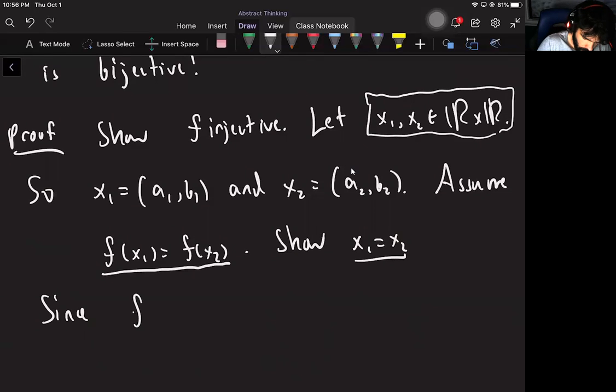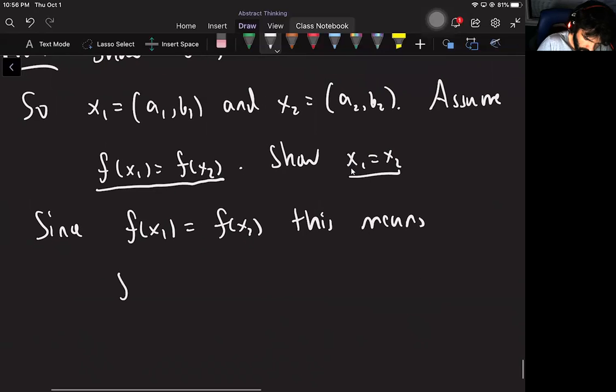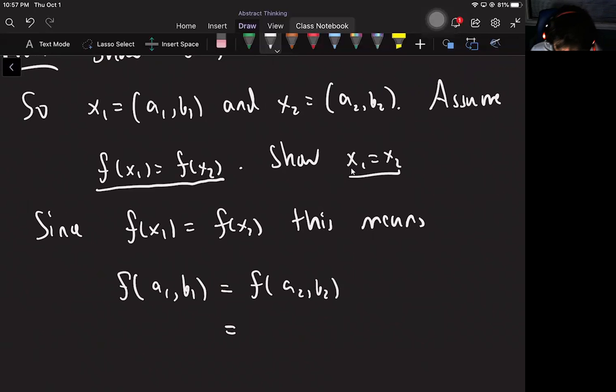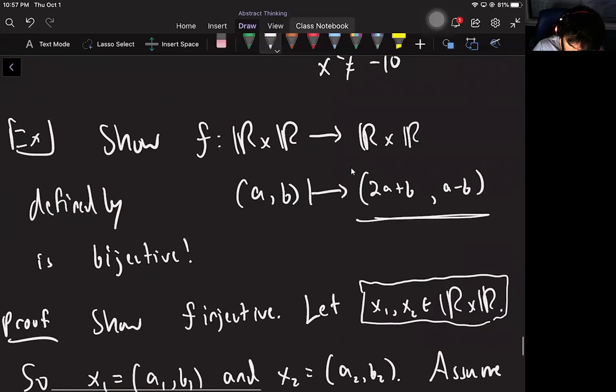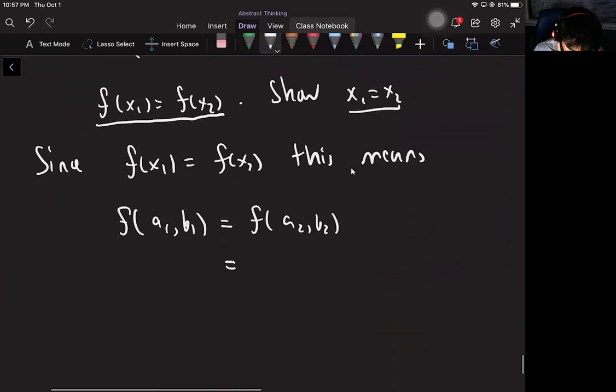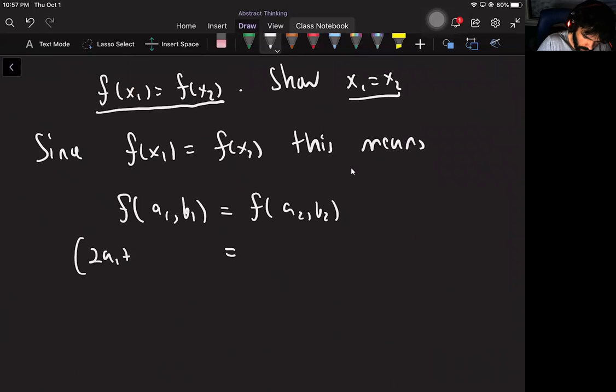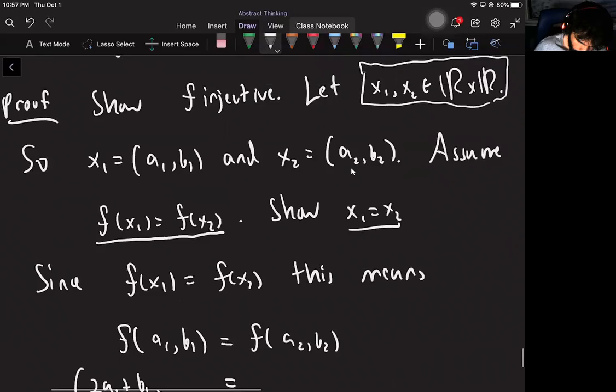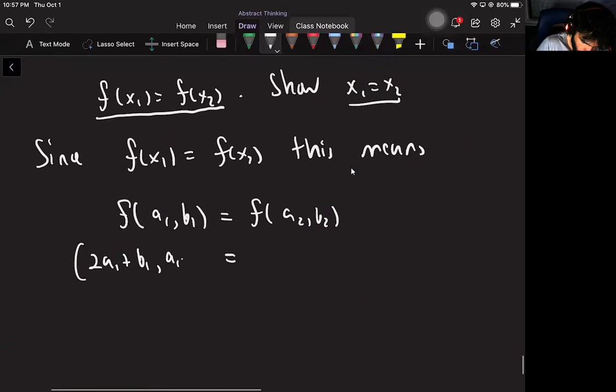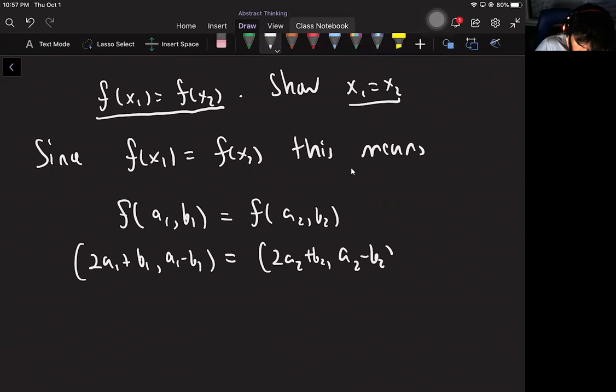So since f of x1 equals f of x2, I'm just going to expand upon that. What does that mean? Well, x1 is really just an ordered pair, and so is x2. And f is a function, so I can just say what the function does to these ordered pairs. So it turns the first guy into 2a1 plus b1, comma, a1 minus b1. And it turns the second guy into 2a2 plus b2, comma, a2 minus b2.